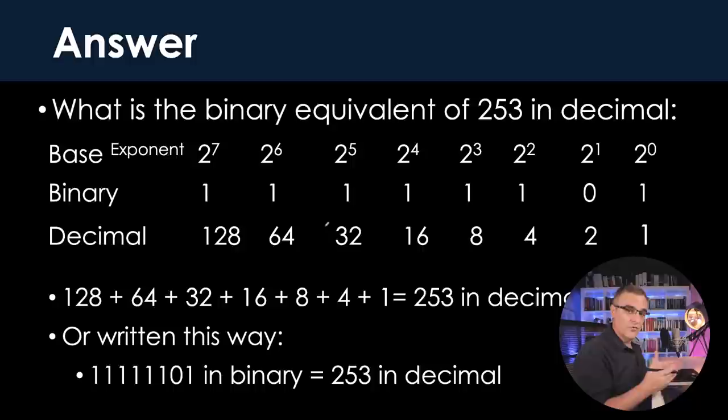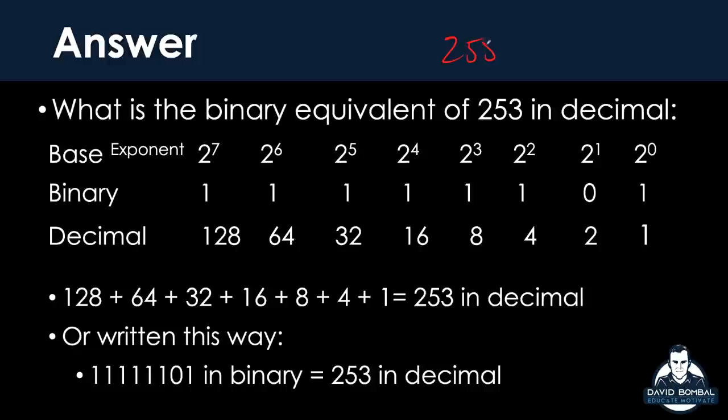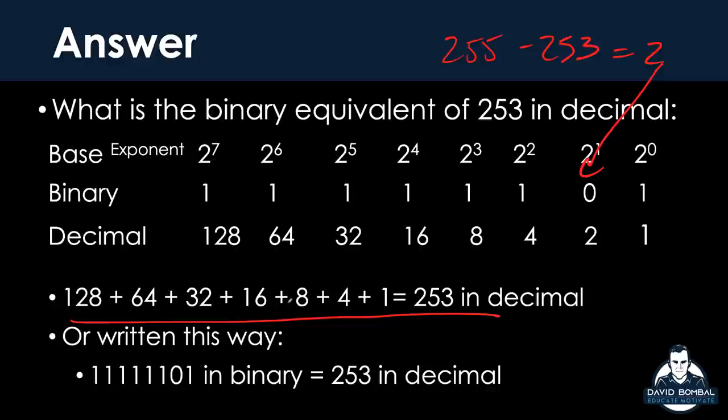253. So you could either try and work it out by saying 255 minus 128 gives me a value, and then subtract 64 from that, and then subtract 32 from that, subtract 16 from that, and so forth until you get to 0. Or you could just say 255 minus 253 equals 2. I know that 2 should be removed. Everything else should be on. So that equals 253. Or to write it in binary, it looks like that.